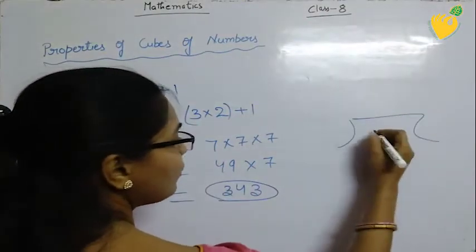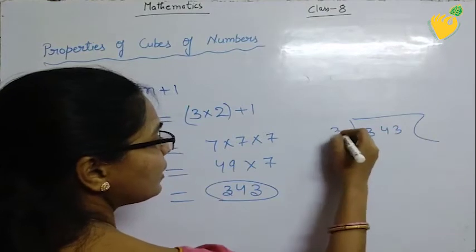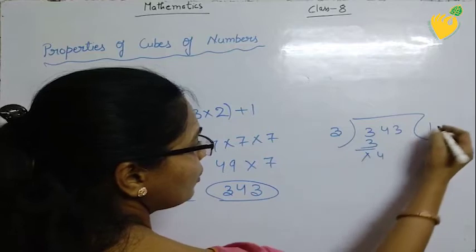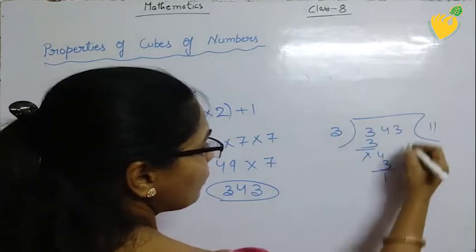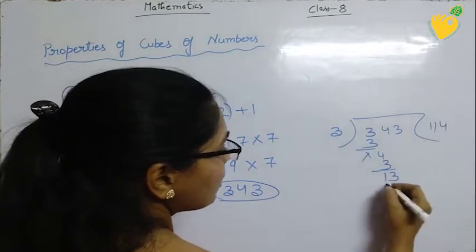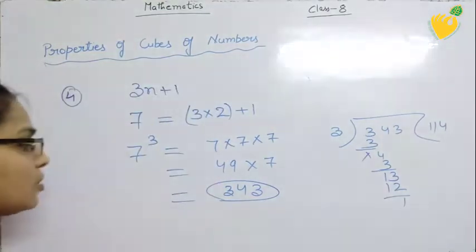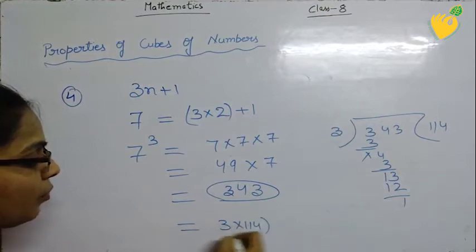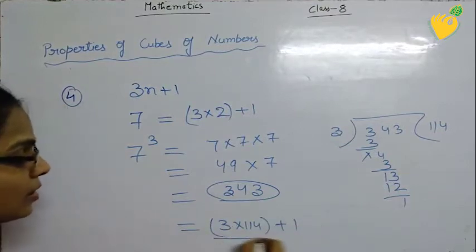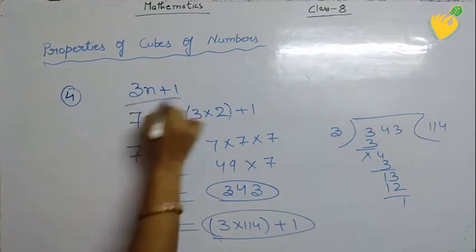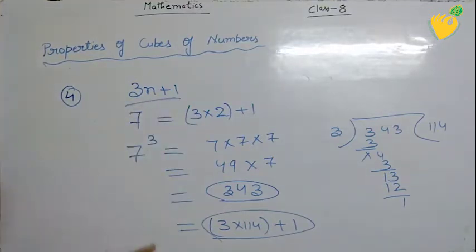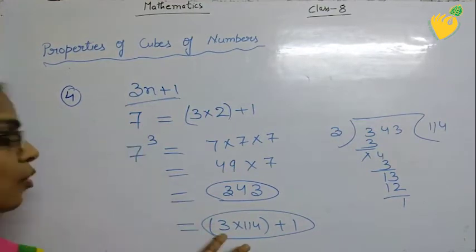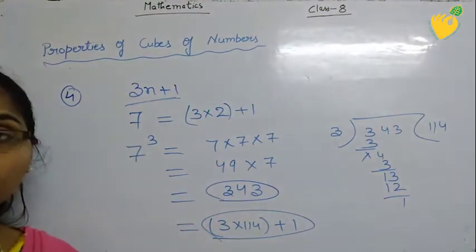See how. You will divide 343 by 3. 3 ones are 3. Again, you will note down 3 ones are 3. What is left here? 3 fours are 12. So what is left here, students? You can write 3 into 114 plus 1. This is also of the form 3n plus 1. So this is the property that if any natural number is of the form 3n plus 1, then its cube will also be of the form 3n plus 1.